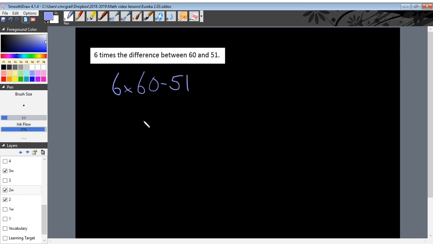Now, just like in problem number 1, if I read this straight across, it would be 6 times 60, and then I would subtract 51 from that. But that's not what I want to do. I actually want to do 6 times the difference between 60 and 51, and the difference is 9. So it's got to be 6 times 9. And the way that I can make it 6 times 9 is by putting parentheses around these two numbers.